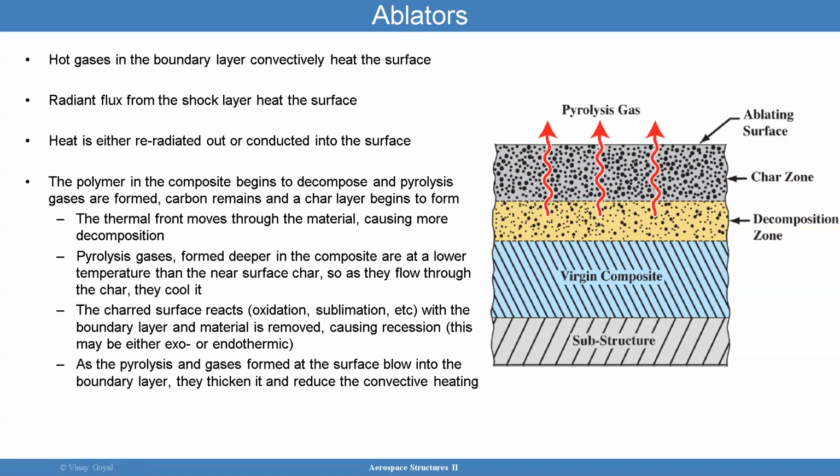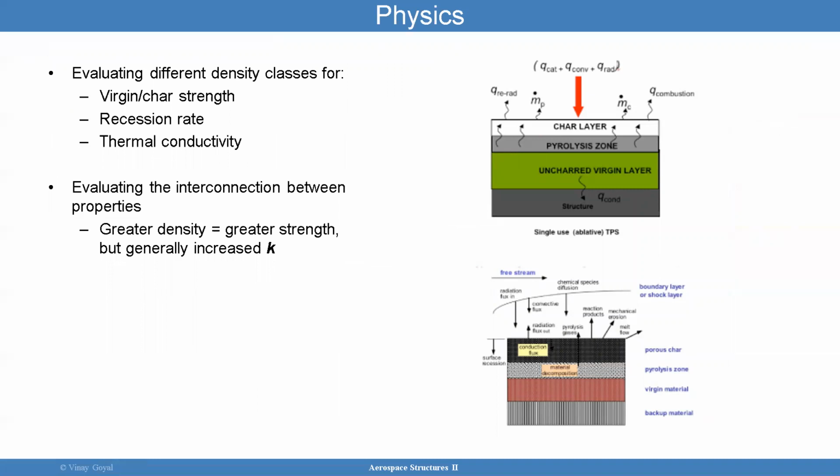So as the launch vehicle is taking off, or the reentry vehicle, like the space shuttle, for example, is reentering, or you're looking at nozzle materials, this is going to keep moving down. What we want to make sure is to keep the structure cool. That's really what we want to do. And so the equations typically tackle the virgin, the char, the recession rates, how quickly we're receding, losing material, thermal conductivity, and it evaluates the connectivity between properties. So it's going to look at how strength could be influenced by the conductivity, for example.